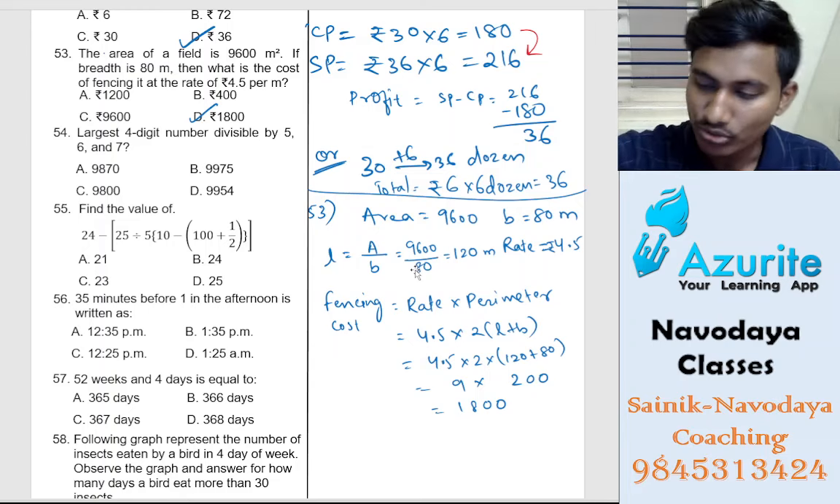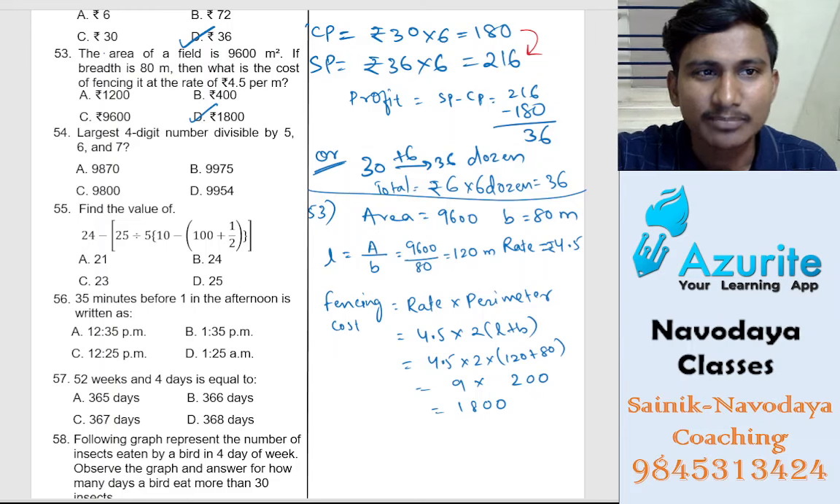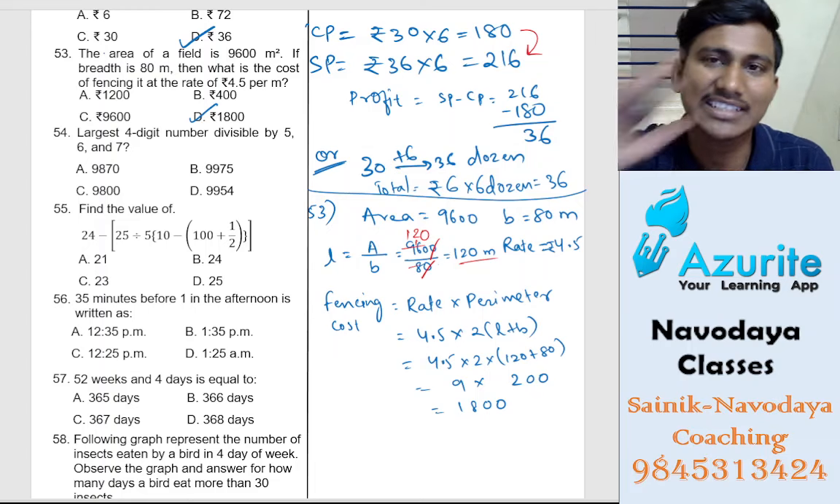So if you do, you have to cancel it out and you will get the answer, right? So how do we cancel it out? 0 and 0 cancel. 8 1s are 8, 1 will be remaining, 8 2s are 16, 0 as it is. 120 meter is the length.